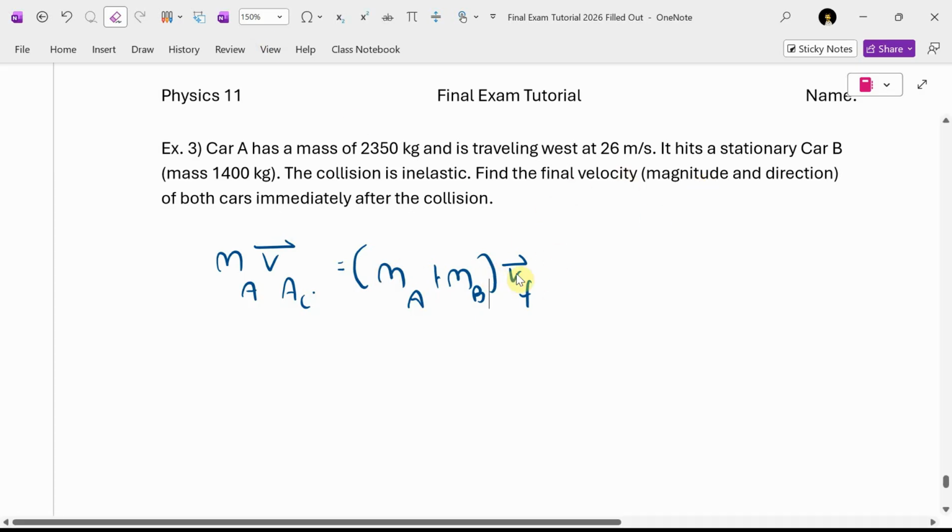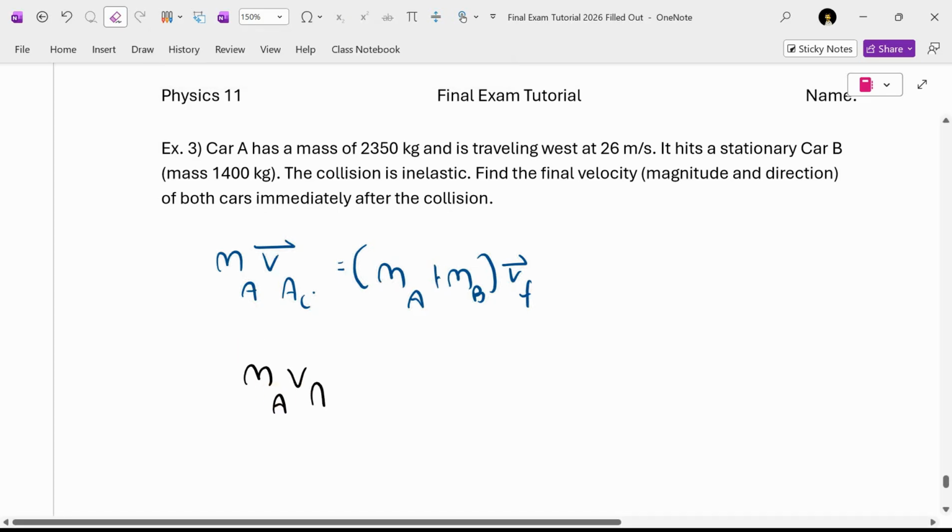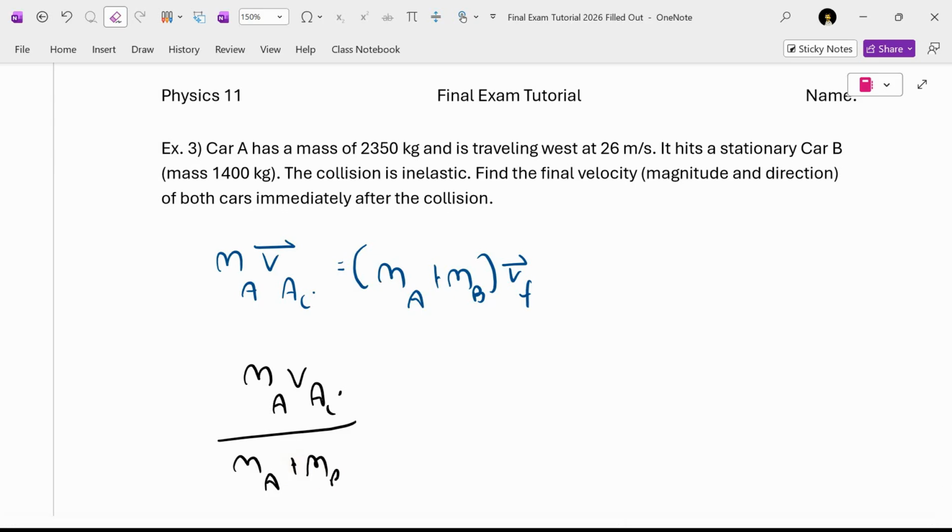What's the bracket doing to the V, Jazz? Adding, subtracting, multiplying, or dividing? So how do I move the whole bracket over? What's the opposite of multiplying? Yeah, even though this starts out complicated, this is probably the easiest one mathematically I can give you. It ends up being the mass of car A, velocity of car A initial, divided by the mass of both of them. That's going to be V final. And now I can crunch my numbers.